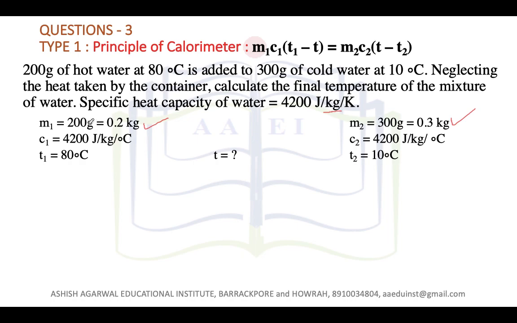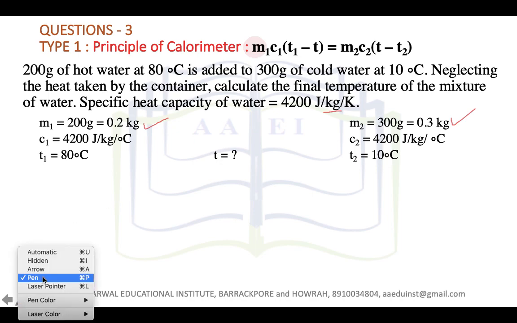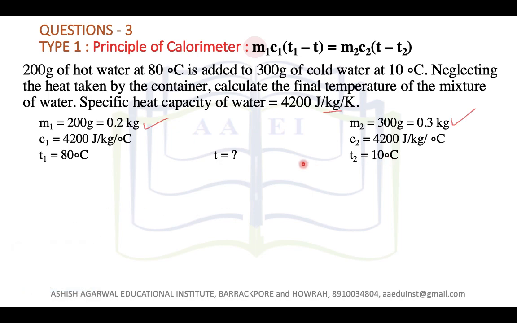If we would have proceeded with gram, and here it is specific heat per kg, we would have gotten an incorrect answer. C1 4200, C2 4200, same thing. T1 given directly 80 degrees Celsius, and T2 is 10 degrees Celsius. So that also given directly. What we don't have is small t. So let this small t be unknown.